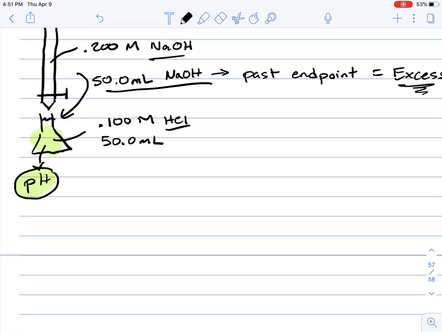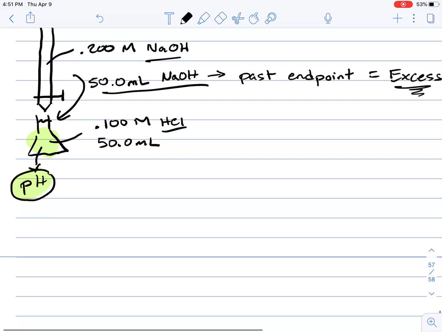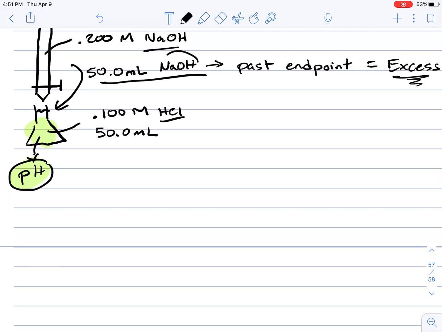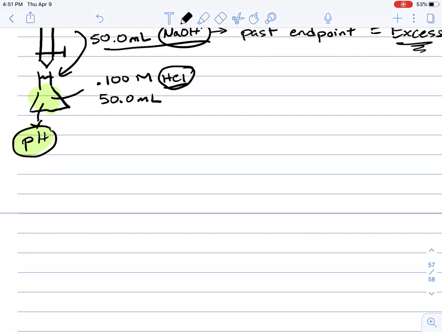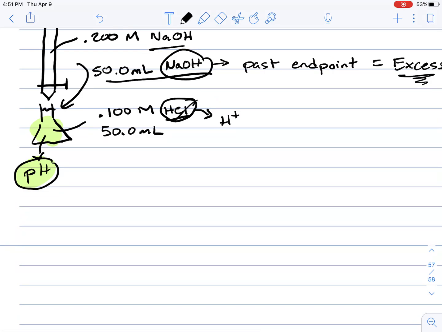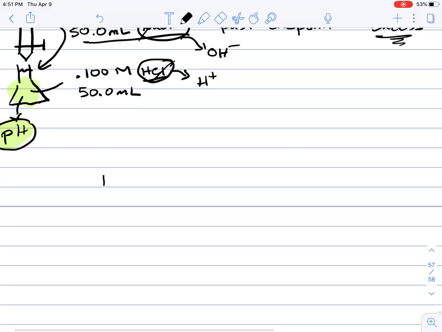All right, so let's think about what's happening here. We have sodium hydroxide reacting with hydrochloric acid. So here, I'm going to represent HCl as just H+, because I know that my Cl- is a spectator ion. Same thing with sodium, so I'm going to represent NaOH as just OH-. And so I'm going to have H+, this acid, reacting with hydroxide, and it's going to combine to produce water.